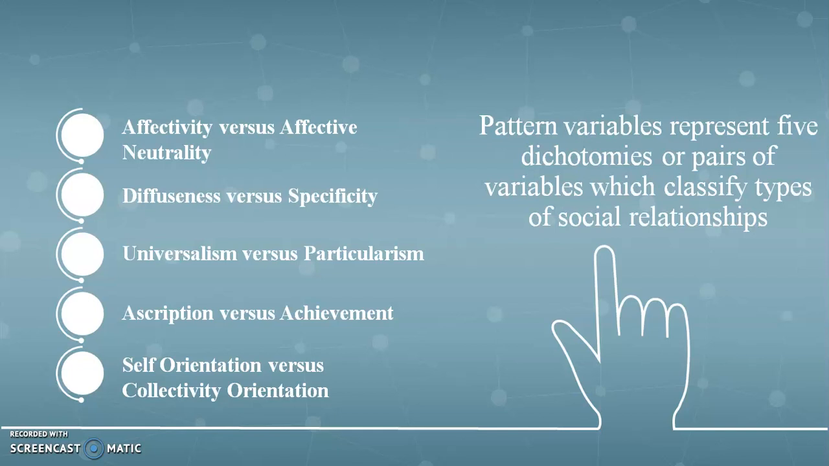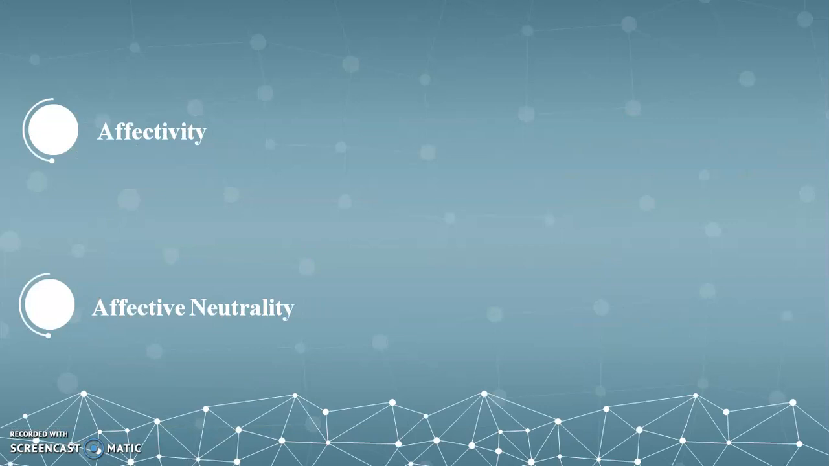So an individual should choose any one of the alternatives before he can act in a social situation. It means the social action of a person is influenced by these dichotomies. Pattern variables are closely associated with Talcott Parsons' theory of social action. Next, we will look at each dichotomy in detail.